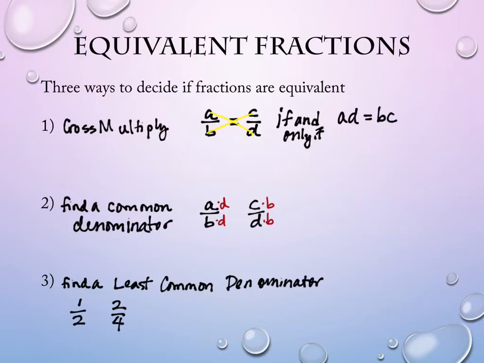But you can actually find a least common denominator by simply changing the 2 to a 4 by multiplying it by 2. So now they're both 4s. Sometimes common denominators is sort of overkill, but sometimes least common denominators ends up feeling like you have to do too much deciding between things. So those are 3 different ways to decide if fractions are equivalent.